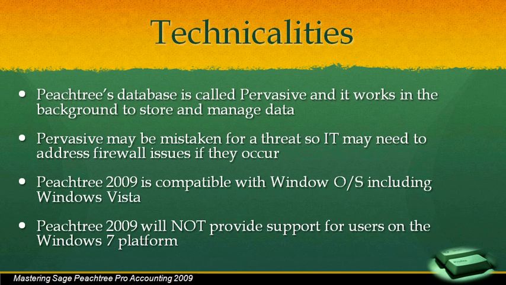So I wanted to mention that Peachtree 2009 will not provide support for users on the Windows 7 platform. Now that does not mean that it's not going to be compatible. What it means is, at the moment, the makers of Peachtree are saying that they're not necessarily going to support those issues on Windows 7. By the time you view this course, they may have changed that. So of course, go to your technical support site or talk to your IT people if you're having some issues and you're on a Windows 7 platform.